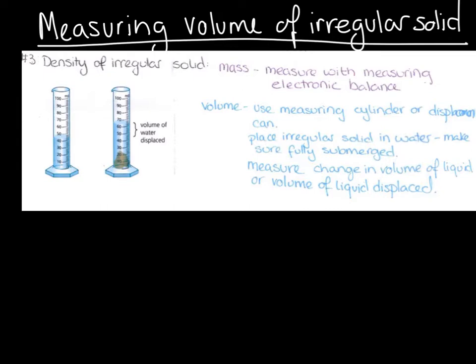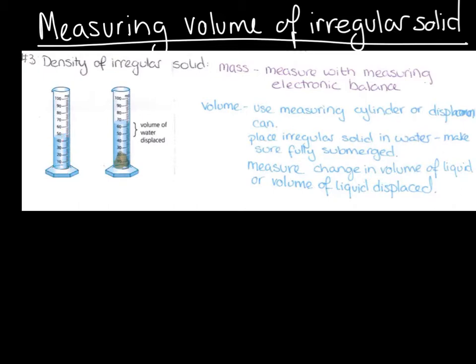And then finally we're going to come to how we work out the density of an irregular solid. An irregular solid is something that doesn't have a shape that we can get an equation for in maths, so it's an irregular shape. Again, we measure the mass with an electronic balance. And then to find the volume, we're going to use a measuring cylinder or displacement can. So we have a certain amount of water in the measuring cylinder beforehand, and we write down that reading.